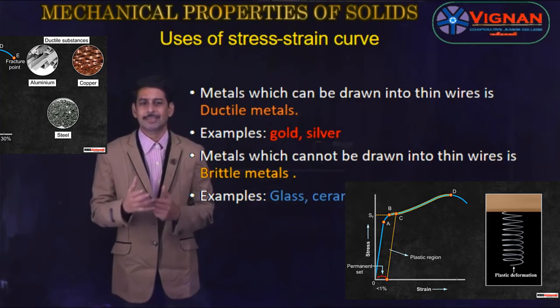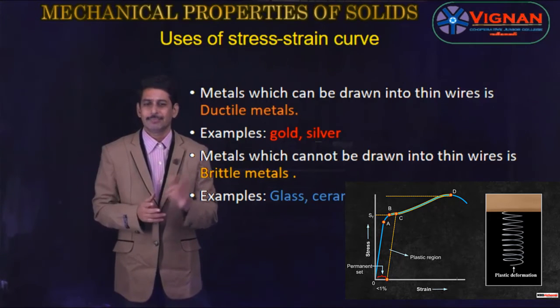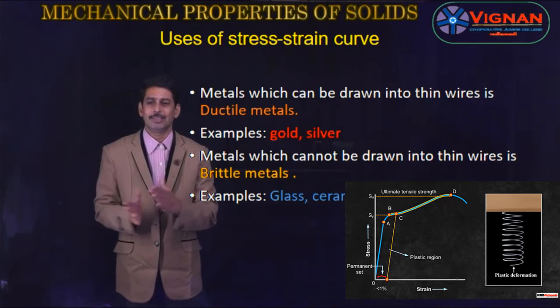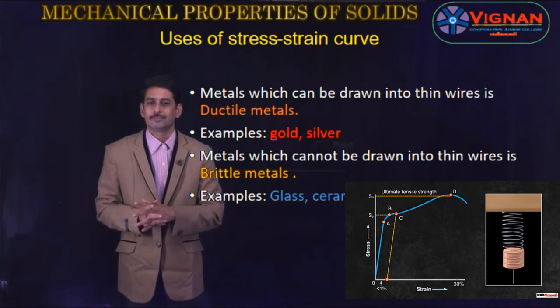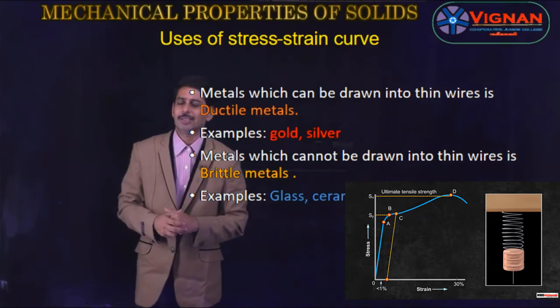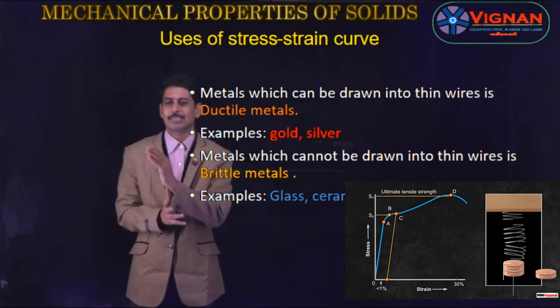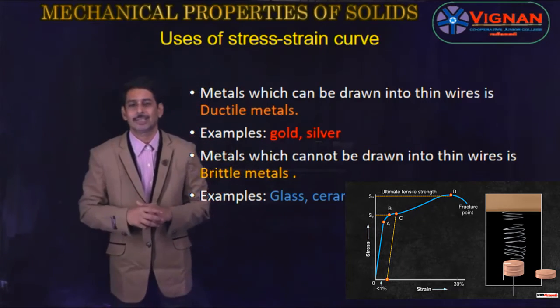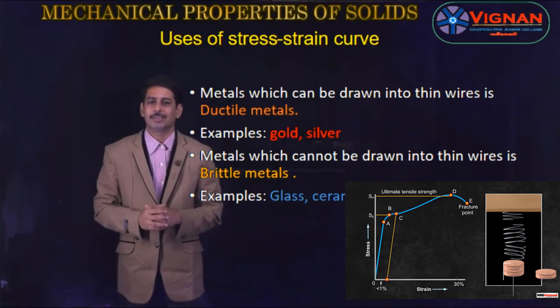So what are ductile metals? That means if there is a large gap between D and E, that kind of metal is called a ductile metal. That means the wire does not break immediately after crossing the elastic limit. So that kind of metal is called a ductile metal.